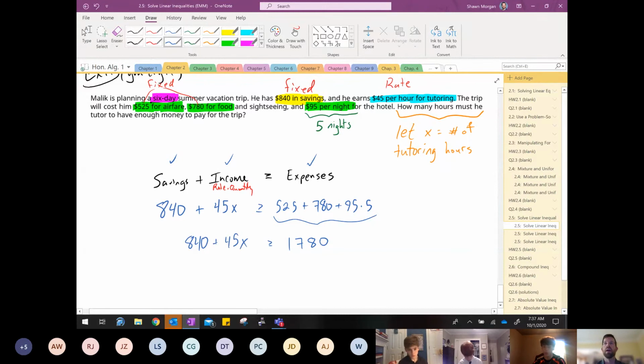And so I've got 2 steps left, right? I got 2 steps left, and I'll be home. Let's see here. I'm gonna try and call Joey. I don't know if I've talked to you yet, Drew Yard, but what do I do now to get X by itself? Subtract 840 from 1,780. All right, so we get 940, and then divide by 45. Has anybody divided that yet? 20.8 repeating.